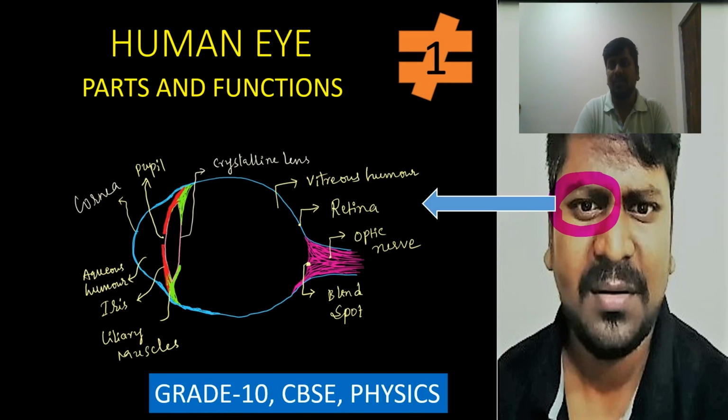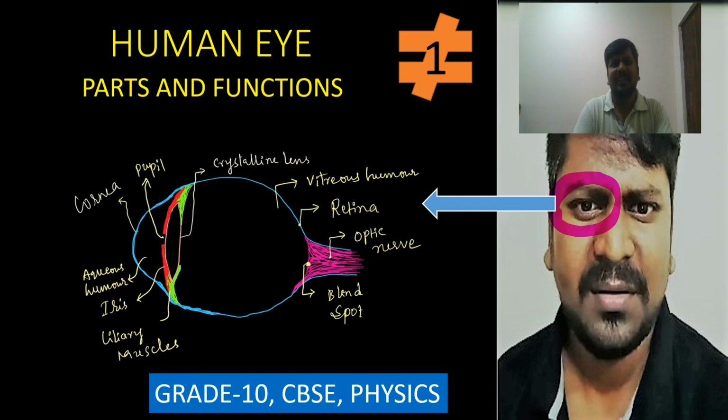Today we are going to discuss a most important topic, that is grade 10 CBSE physics, Human Eye and the Colorful World. In that chapter, we are talking in this video completely about the human eye. It is a very sensitive, important organ.